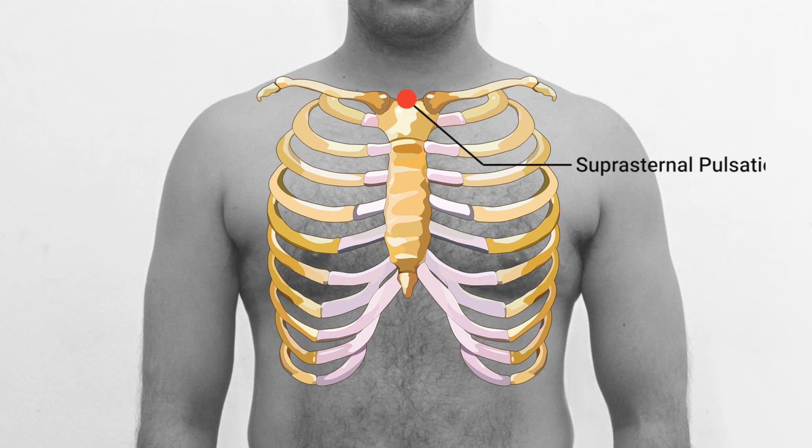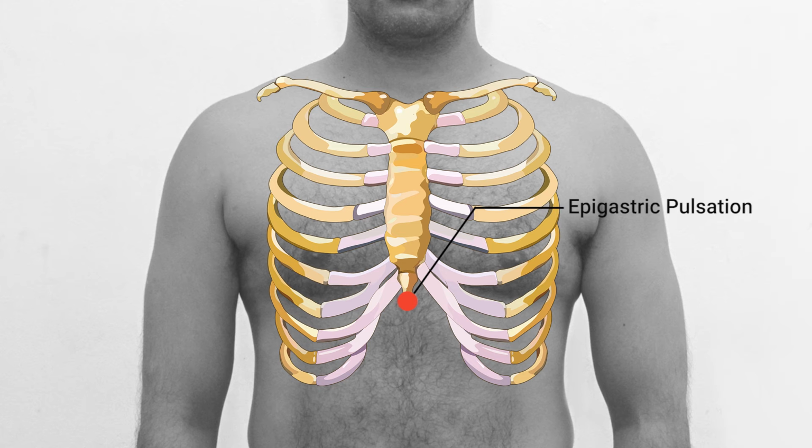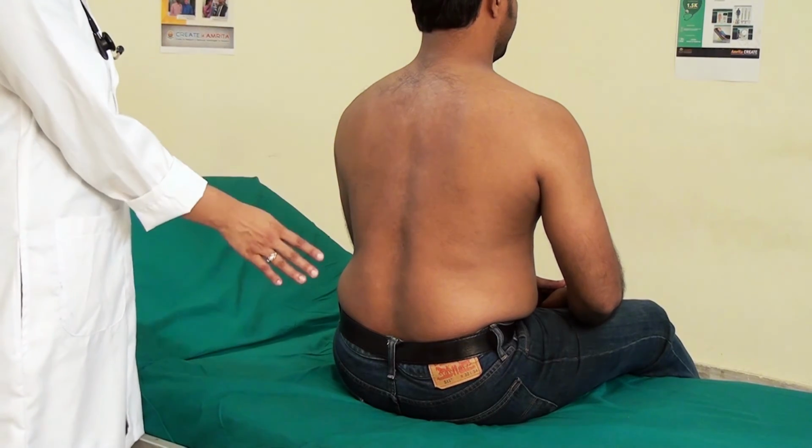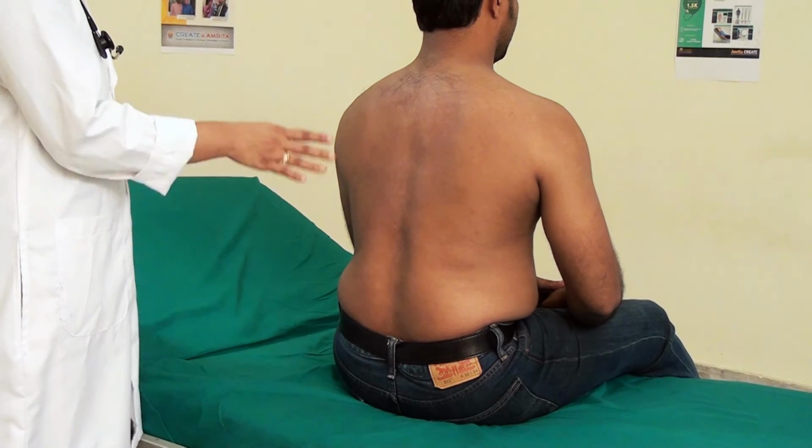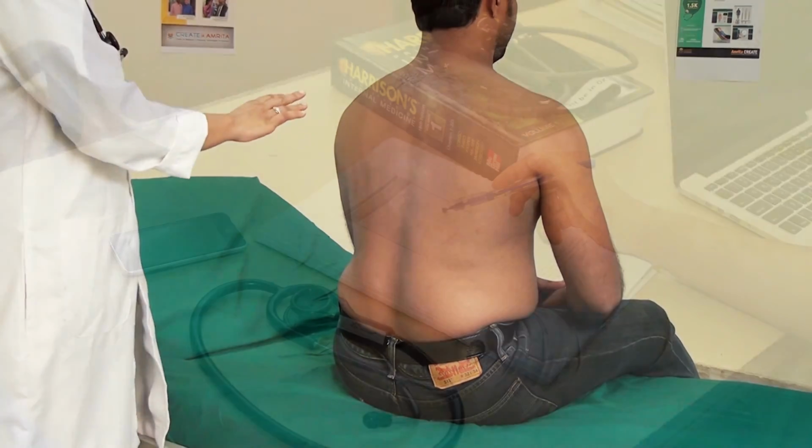Look for suprasternal, root of the neck, and epigastric just below the xiphisternum pulsations also. Check for other pulsations over the chest wall. Finally, check for any abnormalities on the back such as spinal deformity.